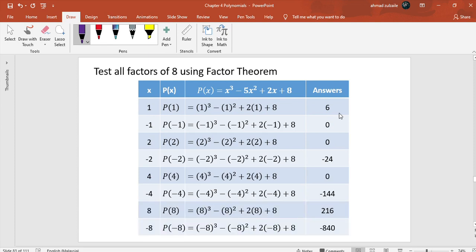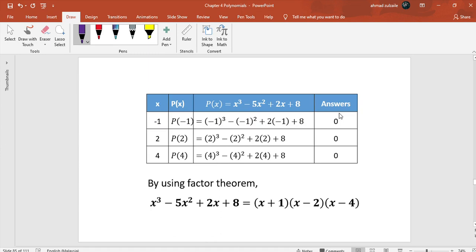When I substitute into this polynomial, only 3 numbers give you a remainder 0: -1, 2, and also 4. So what is the suitable conclusion over here? By using the factor theorem, I know that x plus 1, x minus 2, and x minus 4 are factors of our polynomial, because all these values give a 0 remainder using the factor theorem. So the factor theorem is very useful in order to determine the factors of the polynomial.